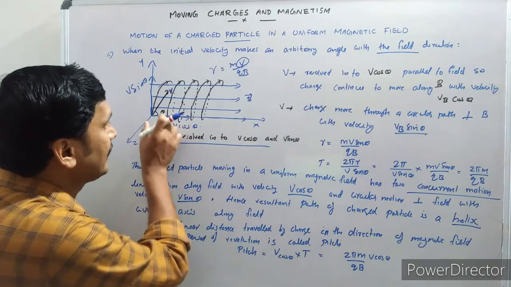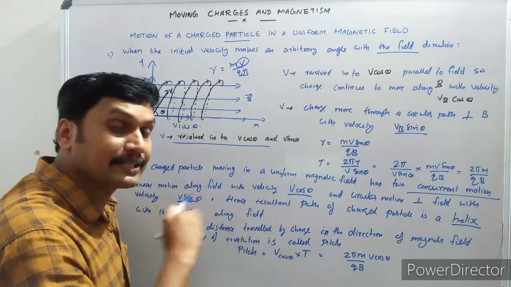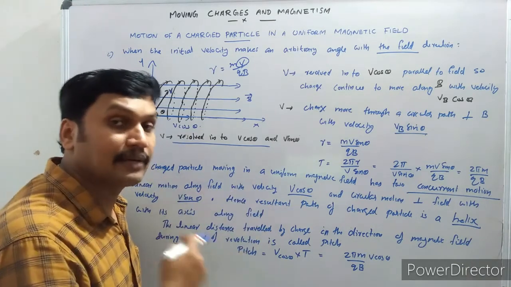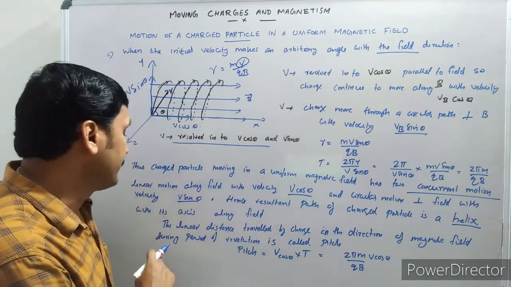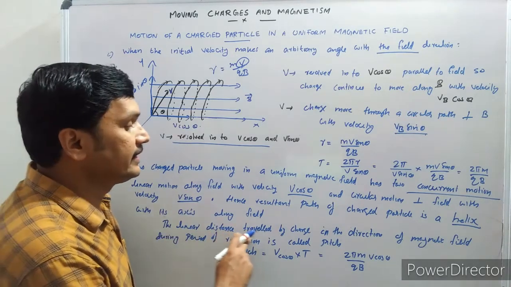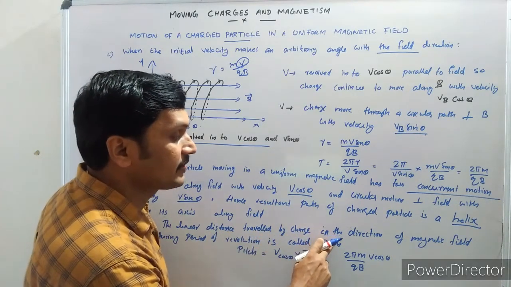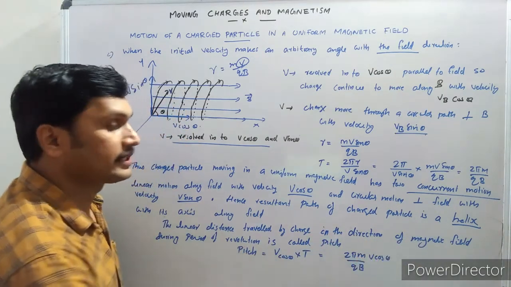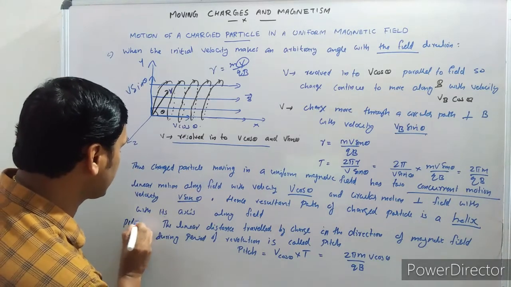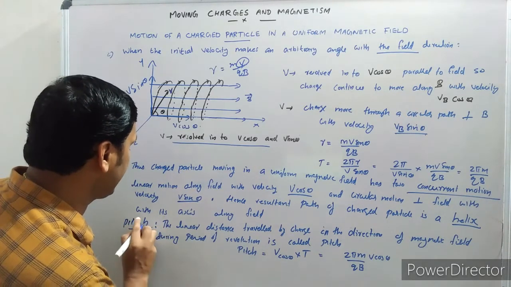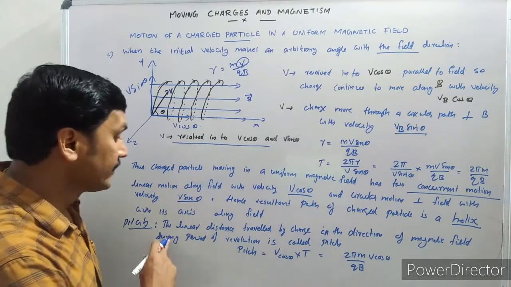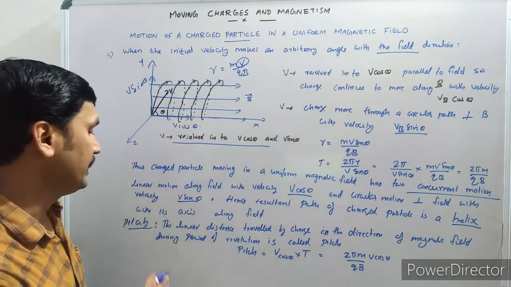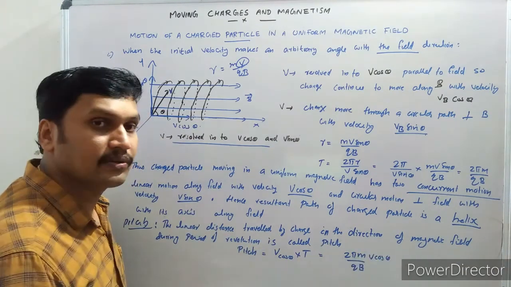So you know that once it completes a circular path, it will travel some linear distance. And that linear distance covered once it completes a revolution is known as pitch. The pitch is defined as the linear distance traveled by a charge in the direction of the magnetic field during the period of revolution.